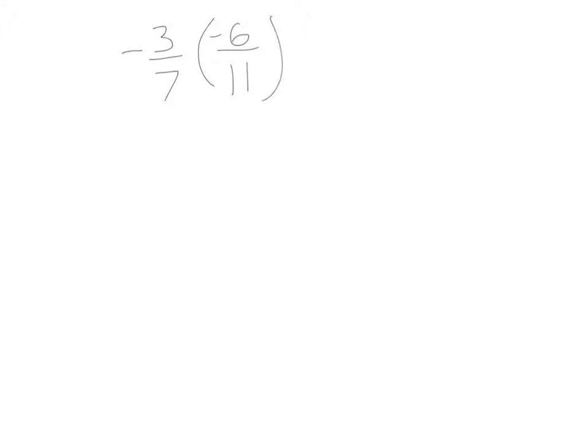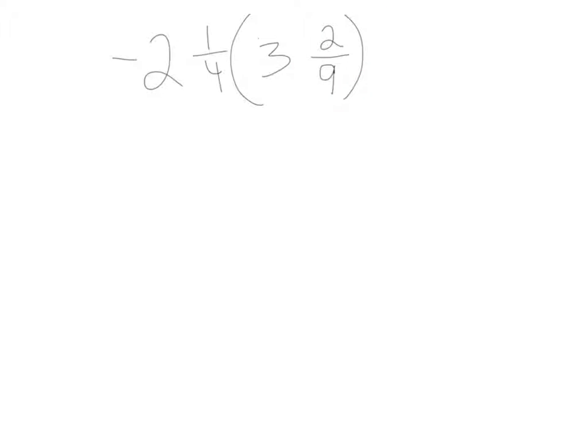Next one. On this one, you have a negative times a negative, so we know our answer is positive. We multiply straight across the top. We end up getting 18. We multiply straight across the bottom. 7 times 11 is 77. It's positive. Does 2 go into both of those? No. Does 3 go into both of those? It goes into 18, but not 77. Does 5? No. So we're going to say it's simplified.